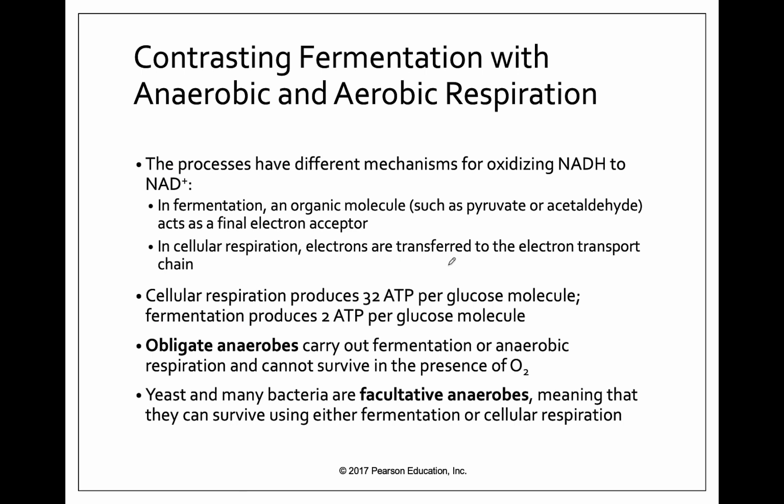There's a lot of differences between cellular respiration and fermentation, though. So they're going to have different ways of oxidizing NADH back to NAD+. In fermentation, we're going to have an organic molecule, such as pyruvate, turning into either lactic acid or alcohol. In cellular respiration, this happens at the electron transport chain. And there's a vast difference in the number of ATP produced.